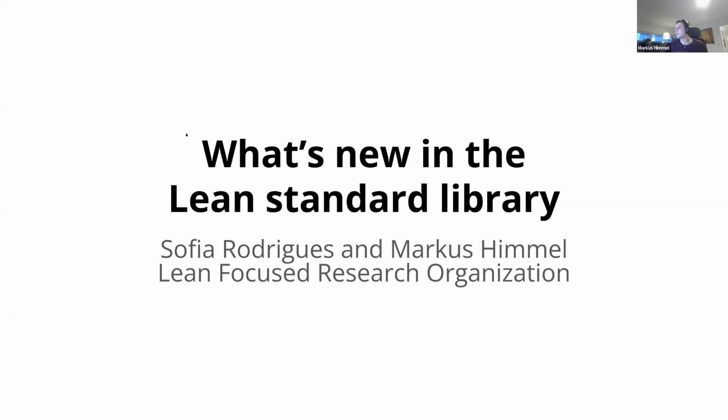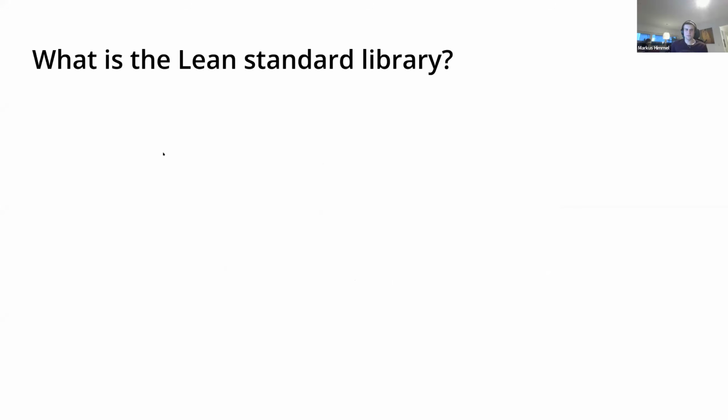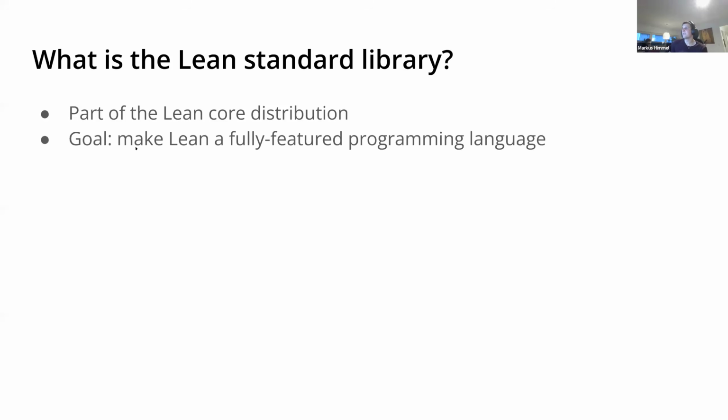So Sofia and I are going to walk you through some new developments in 2025 in the Lean Standard Library. Before we start with that, let's quickly go over what the Standard Library actually is. The Standard Library is part of the Lean core distribution. That means that everyone who installs Lean automatically gets access to it. And really, what it does is make Lean into a fully featured, general purpose, high level programming language.